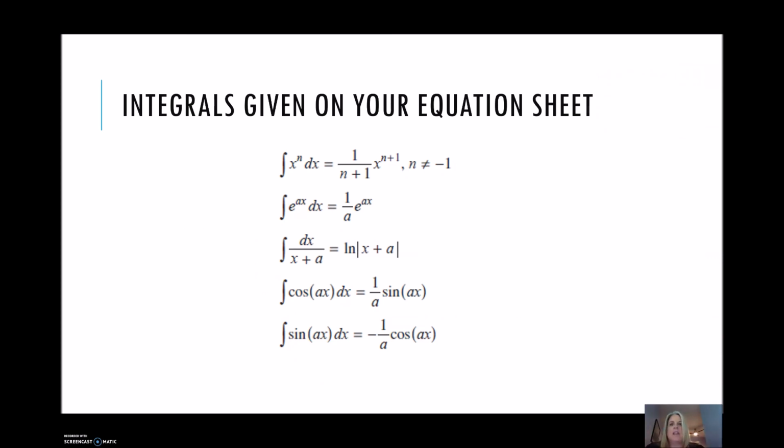Now, you also get integrals on your equation sheet. Here's the one that we've already talked about. These are the other integrals you're given, but if you look at the ones we had for derivatives, the integral is an antiderivative. If we take the integral of an exponential function, it's 1 over the constant a, and notice this is the same. When we did a derivative of a natural log, we got 1 over x. So if we have an integral of dx over x, then we get the natural log. And here's our cosine. The integral of cosine is sine, just like the derivative of sine was cosine. The integral of sine is negative cosine. So these are all on your equation sheet.